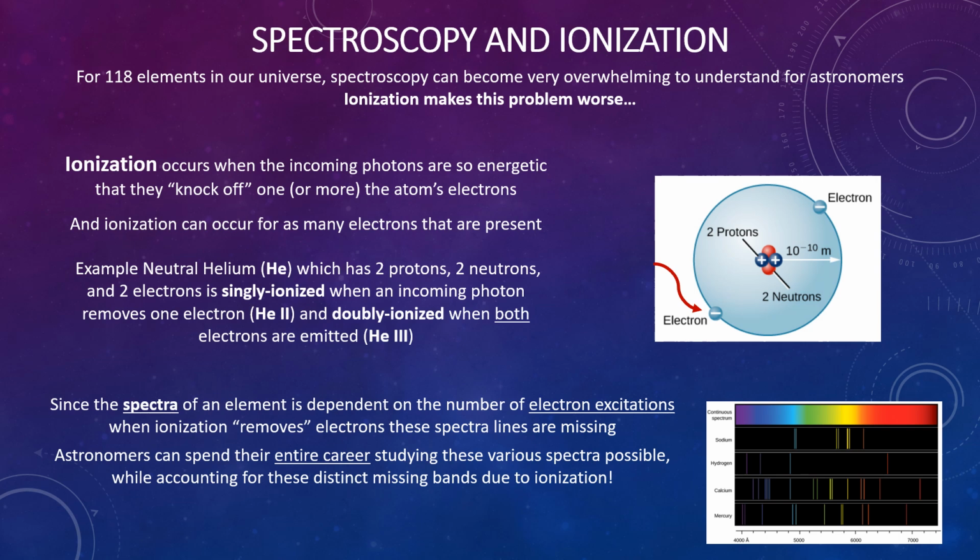Since the spectra of an element is dependent on the number of electron excitations, and ionization removes some of these electrons from spectral lines, this makes it very complicated because astronomers can spend their entire career studying how various spectra are possible while trying to account for distinct missing bands that happen due to ionization events. So understanding spectra really requires a deep understanding of the physics involved in these elements at play.